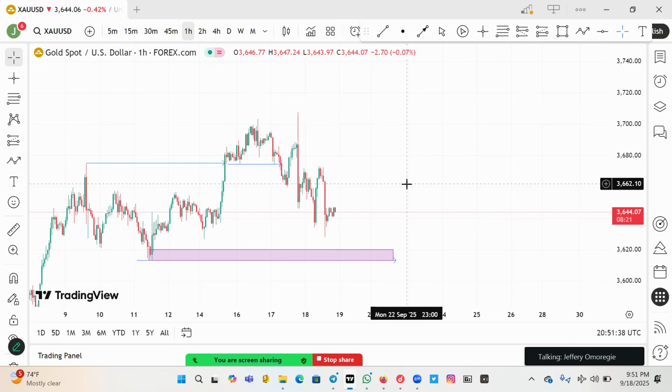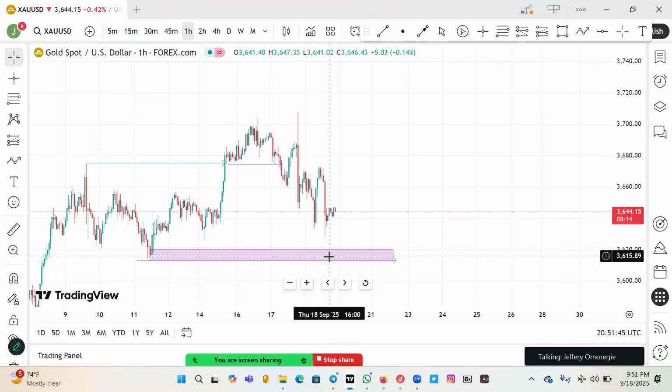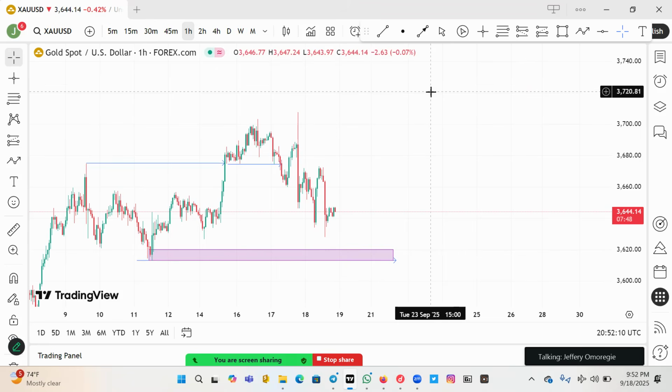Remember the continuation order flow. For the market to continue, the market should get to your disruption, but should not break past it with the body of the candle. It can break past it with the wick, it doesn't matter. But it should not break past it with the body of the candle. Now, change of flow is the opposite of continuation order flow. Continuation order flow says that the market will get to your disruption and continue its upward direction.